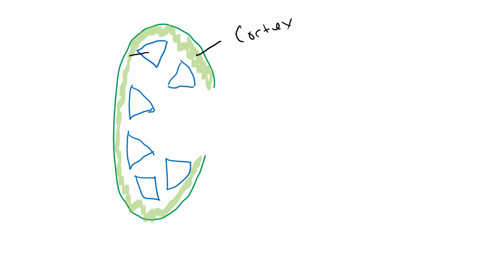So each of these is a renal pyramid. There are little bits of this cortex that come down into the medulla. We call these renal columns. Not an essential concept, in my opinion. All right, at the tip of each pyramid, so here, and here, we call this a renal papilla. I'm only going to label one of them.